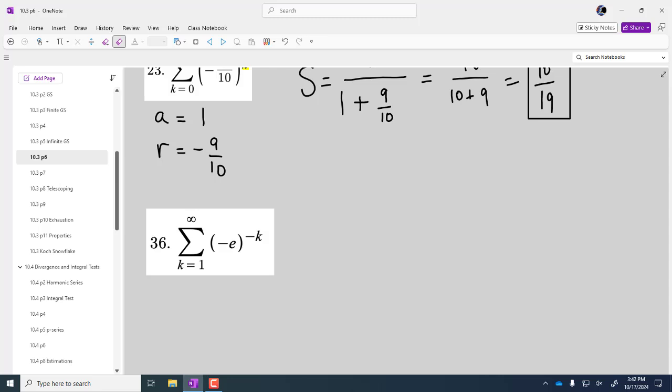So your R values are. When you're trying to find your R value, make sure that you're looking carefully. R is below K, not below negative K. So be careful with your R value.